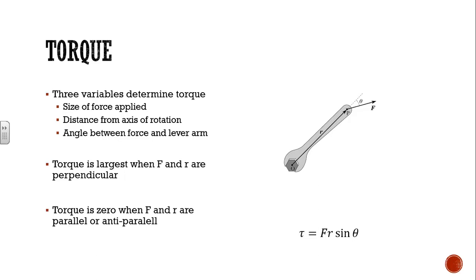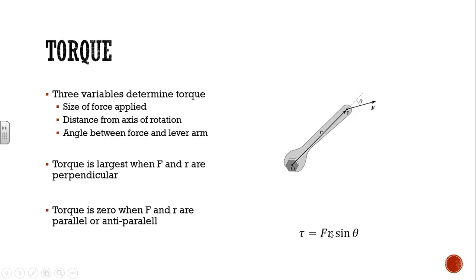So when you think about why that's true, at least in the case of a wrench, longer wrenches generally are easier to use to remove nuts. If you're trying to remove a nut, larger forces are going to be better, and pushing on a wrench perpendicularly will give you the best results. Pushing either down the wrench or pulling out is not going to spin the nut at all. So the equation for torque is F times R times sine of theta.